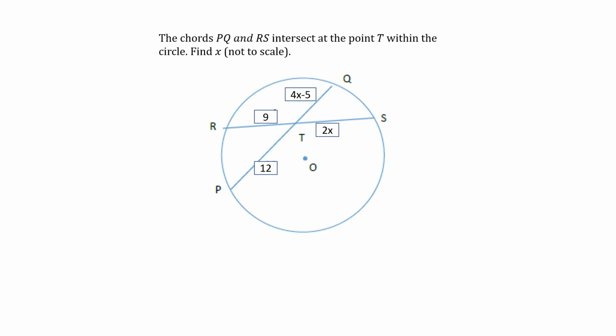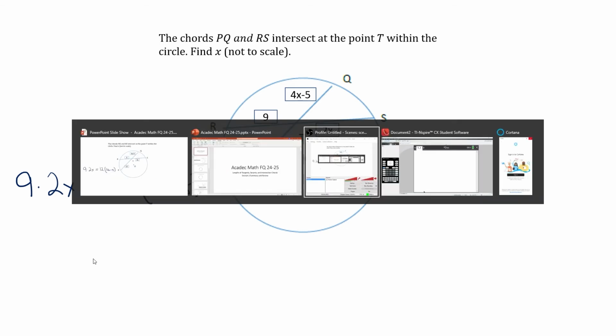So RS, we split into RT and TS, whatever you want to say, and we're going to multiply that 9 times that 2x. And we know that that's going to equal the other side split and multiplied into its two components as well, which is already done for us, 12 times, and it's important that you do that 4x minus 5 inside of parentheses, otherwise the math will not work, whether or not you use nsolve. So let's throw that into nsolve.